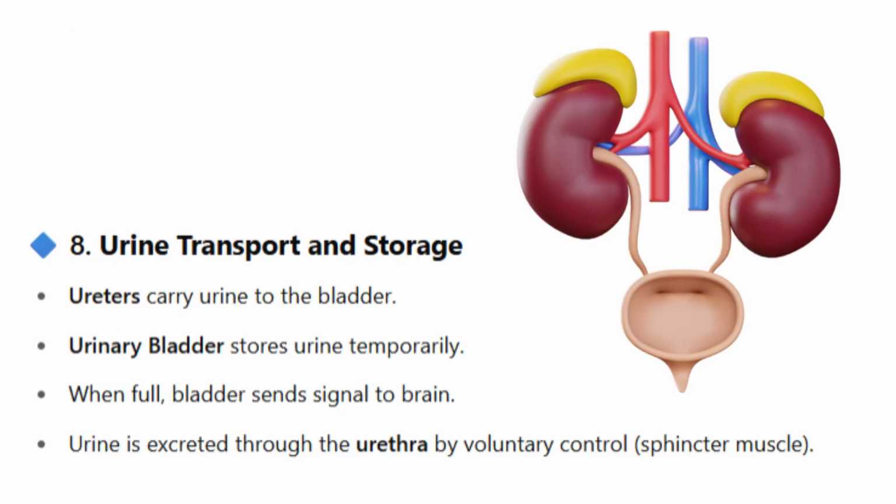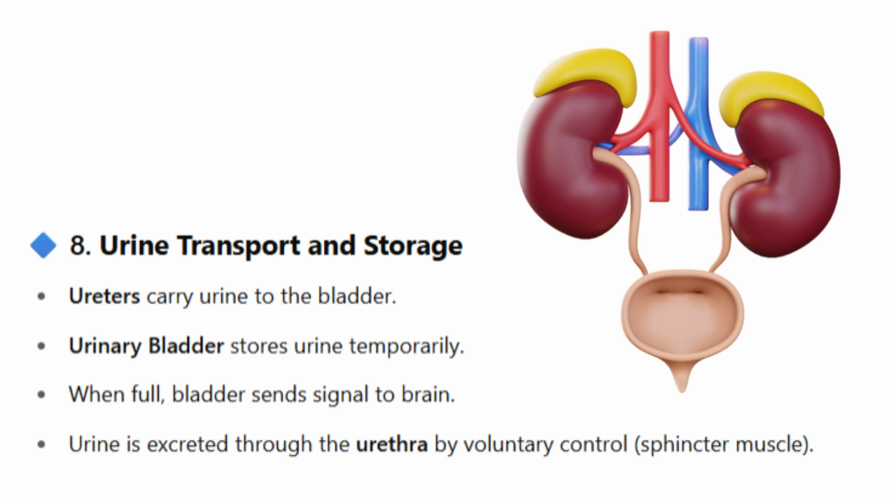Now let's understand how urine is transported and stored in our body. Once urine is formed in the kidneys, it travels through two thin tubes called ureters, one from each kidney. These ureters carry urine down to the urinary bladder using peristaltic movements. The urinary bladder acts like a storage tank for urine. It is a muscular, stretchable organ located in the lower abdomen.